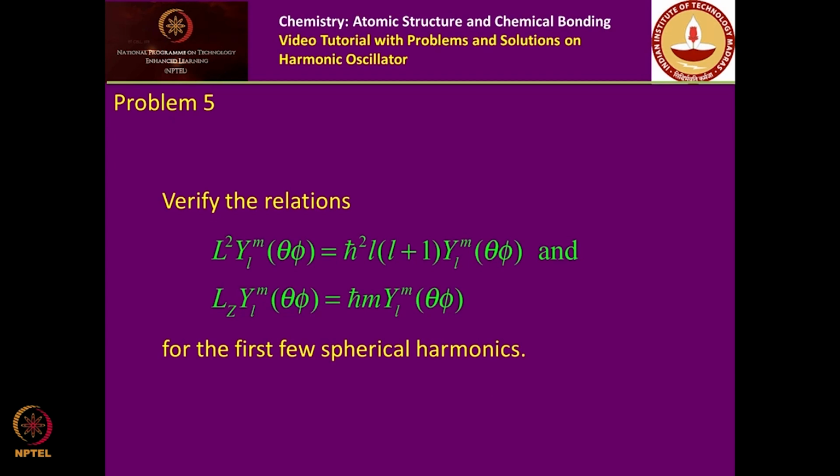It says verify the relations: the L square operator we just discussed, acting on the spherical harmonics Y_LM theta phi, which we already know as solutions. It is just a verification that the Y_LMs are actually the eigenfunctions of the L square and the Lz operator, and give you the eigenvalues h bar square L into L plus 1 for the L square operator and h bar m for the Lz operator. Now, simple things first. Lz is the simple thing first.